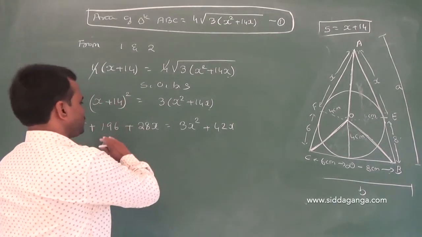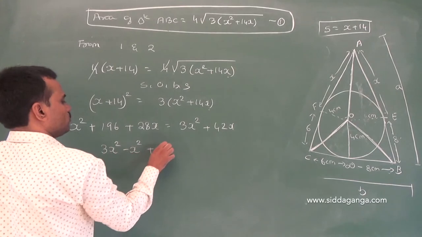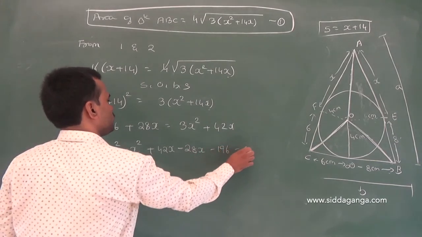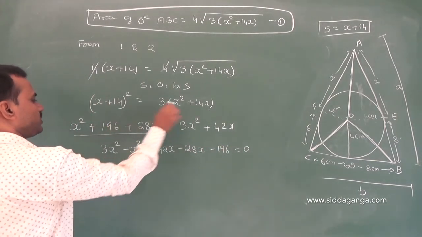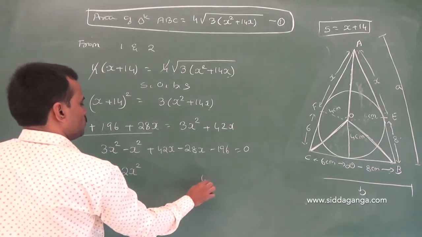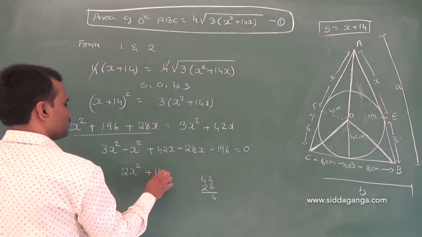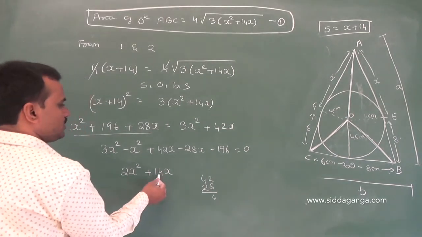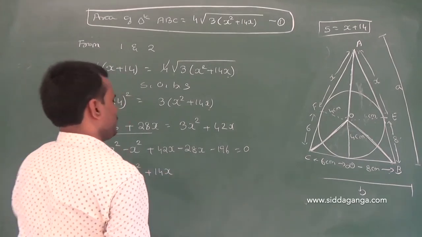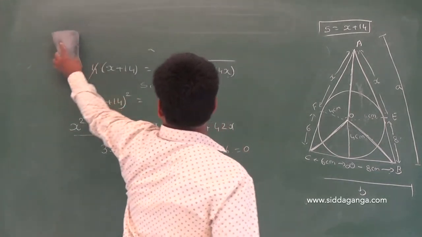So we shift all this from left side to right side. 3x square minus x square plus 42x minus 28x minus 196 is equal to 0. All these terms, if I shift from left side to right side, become minus. 3x square minus x square is 2x square. 42 minus 28 is 14x, correct? Minus 196 is equal to 0.